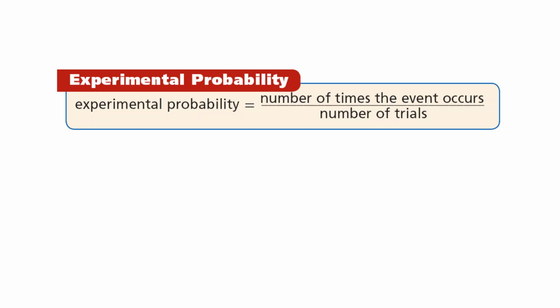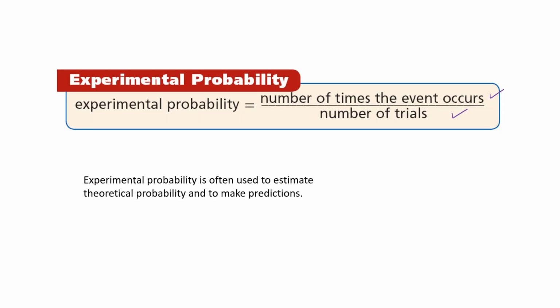So here it is written a little bit easier to see. The experimental probability is equal to the number of times the event occurs in ratio to the number of trials. So experimental probability is often used to estimate theoretical probability and to make predictions.